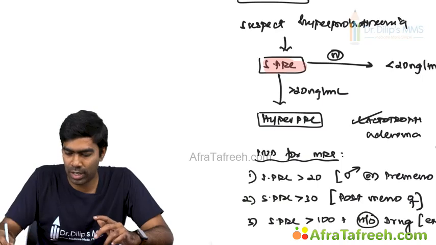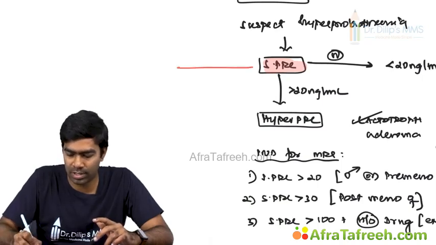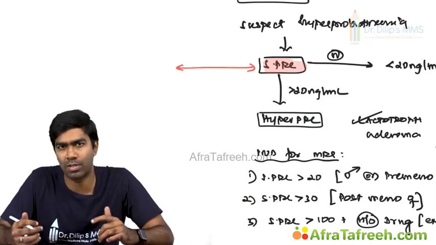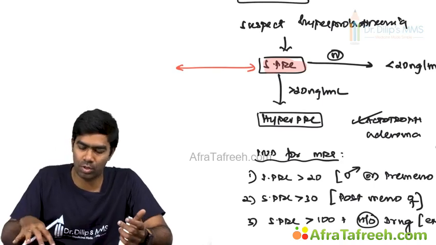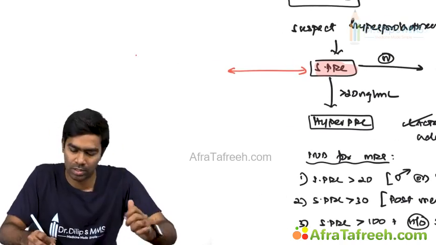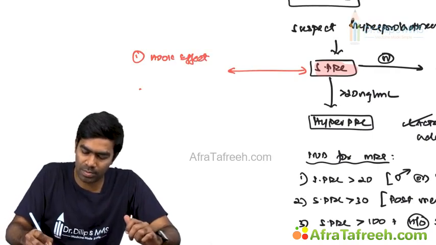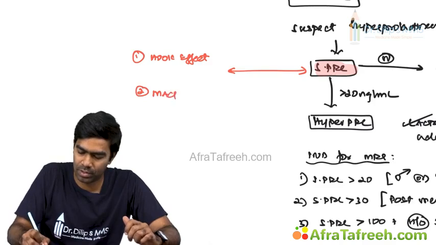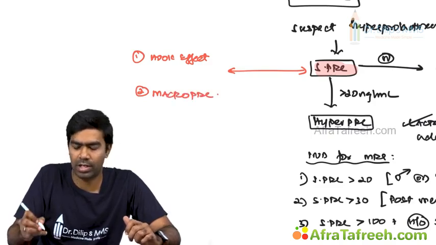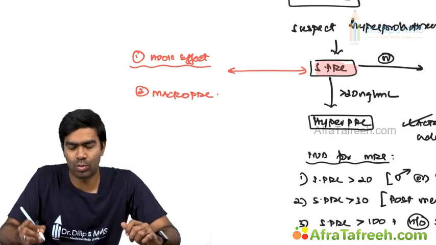But before going into the subsequent treatment part, you have to know two things about prolactin assays. Two pitfalls, or two important aspects of this prolactin assay, which can fool you sometimes. What are the two important aspects? That is called a hook effect, and the second one is macroprolactin. What do you mean by this hook effect?